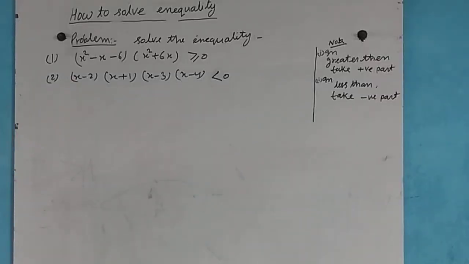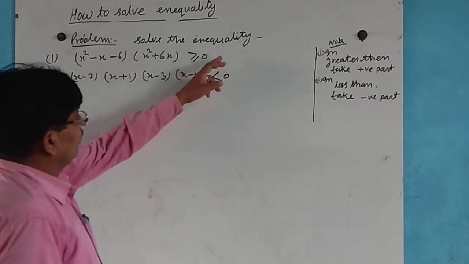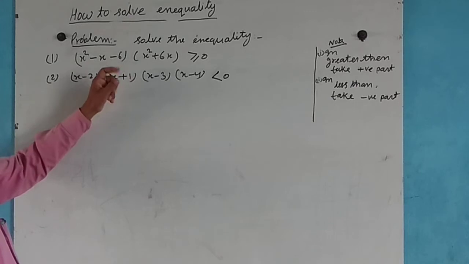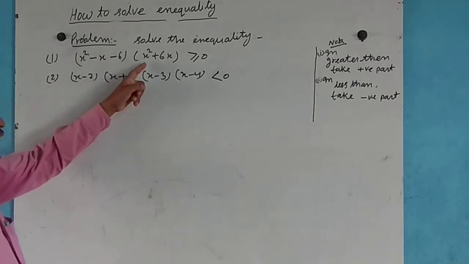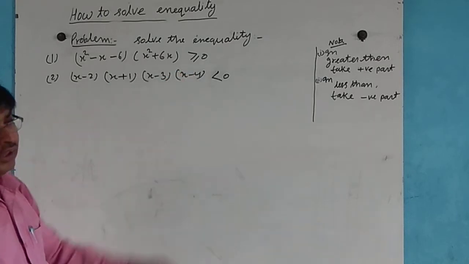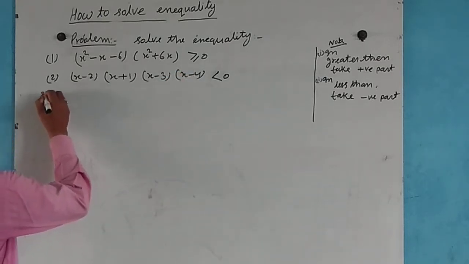Now, how to solve inequality? Here, two problems. Solve the inequality. One is x square minus x minus 6, and in the second bracket, x square plus 6x, greater than or equal to 0. Solution.